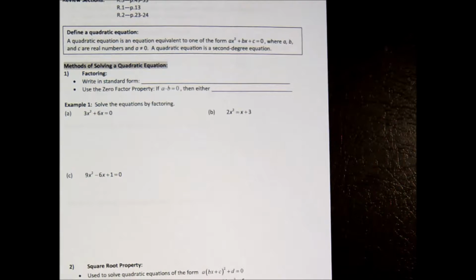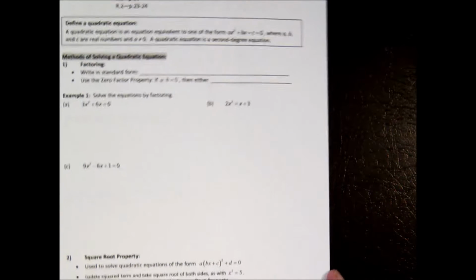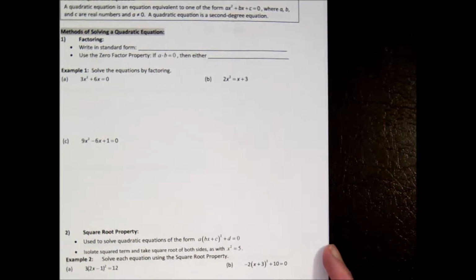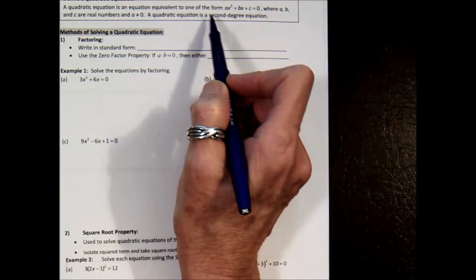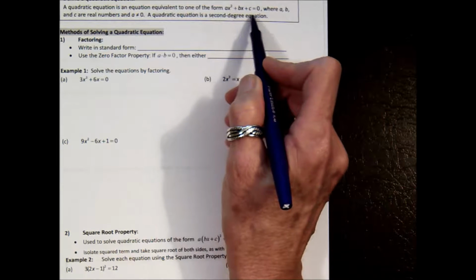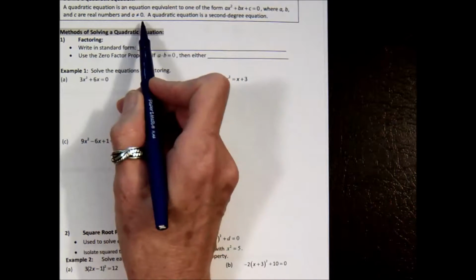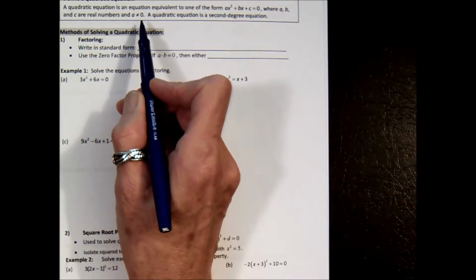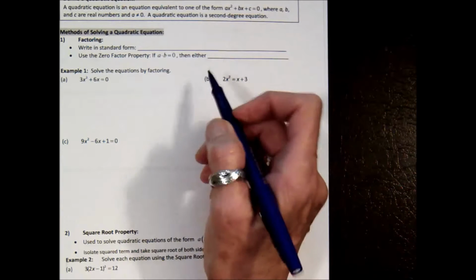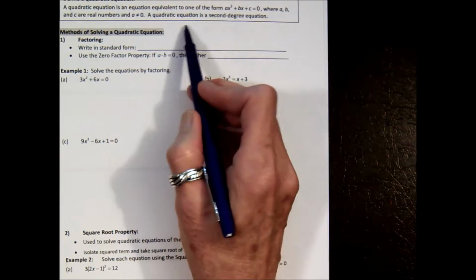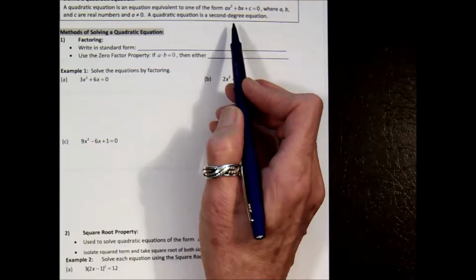In this section, we're going to be looking at quadratic equations. So let's first, at the top of your notes, define a quadratic equation. It's an equation equivalent to one of the form ax squared plus bx plus c equals 0, where a, b, and c are real numbers and a does not equal 0, meaning you have to have a squared variable for it to be quadratic.